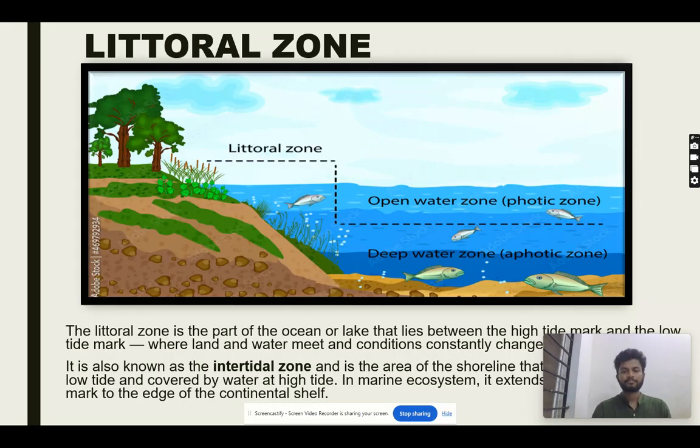So the littoral zone is a part of the ocean or lake that lies between the high tide mark and the low tide mark, where land and water meet and conditions constantly change. It is also known as the intertidal zone, and is the area of shoreline that is exposed at low tide, and it's actually covered by water at high tide.